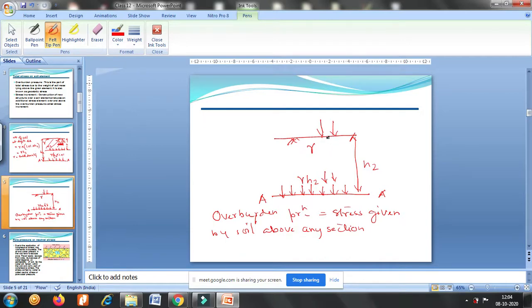So can you understand the difference? In case of the overburden pressure, it is the weight of the soil above any section, that is the overburden pressure.